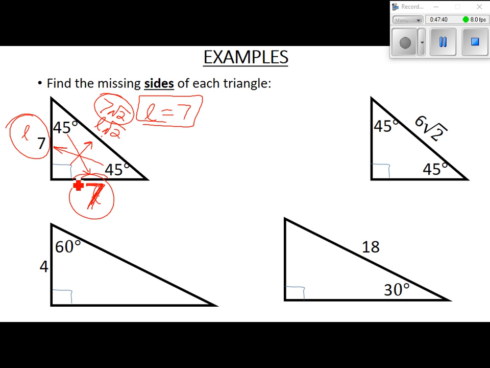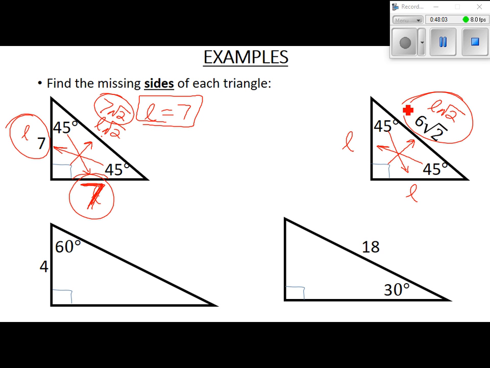Next one, what kind of triangle do we have in this one? 45, 45, 90. The side across from the 45-degree angle gets labeled what? The side across from the other 45-degree angle? L. The side across from the right angle? L times the square root of 2. Circle that. L equals 6.